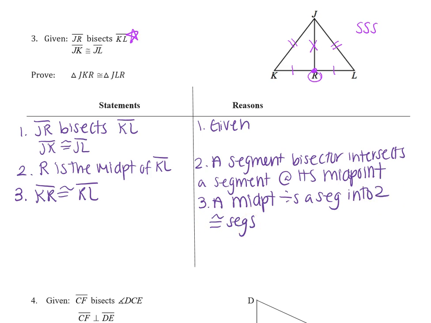Okay, and I'm going to put a little highlighter here. Okay, this is something that you have to write. It's a two-step proof there, all right? So don't just jump to KR is congruent to RL. You have to talk about the segment bisector first, then that it's a midpoint, and then talk about the midpoint.